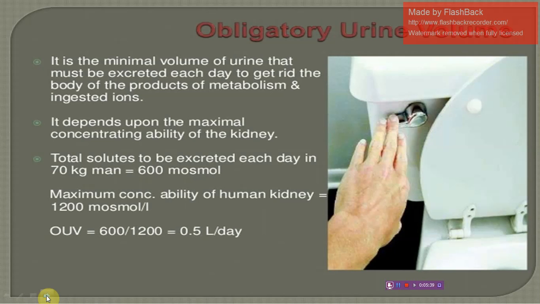Obligatory urine volume. It is the minimal volume of urine that must be excreted each day to get rid the body of the products of metabolism and ingested ions. It depends upon the maximal concentrating ability of the kidney. Total solutes to be excreted each day in a 70 kg man equals 600 milliosmol. Maximal concentrating ability of human kidney is 1200 milliosmol per liter.